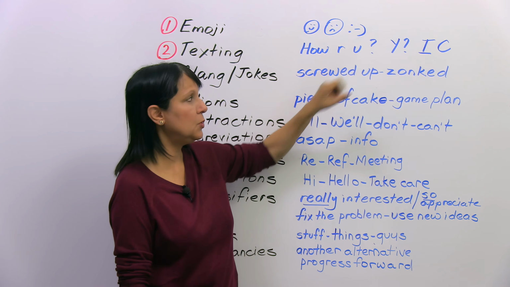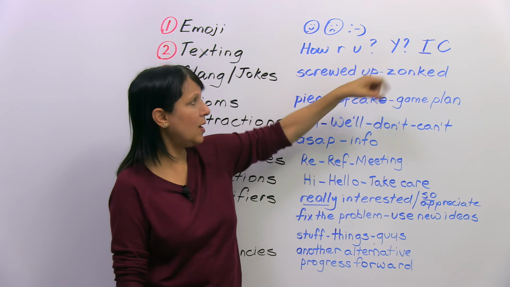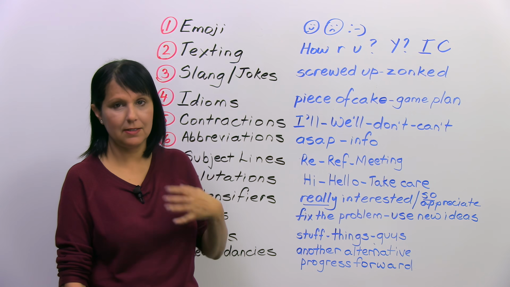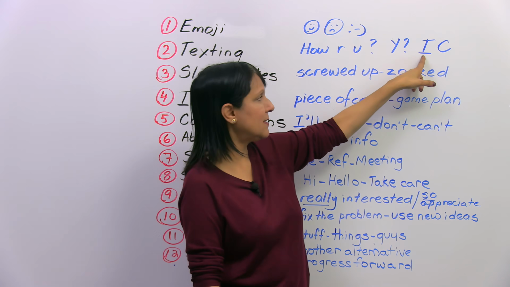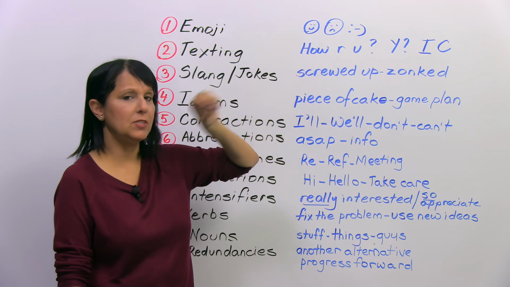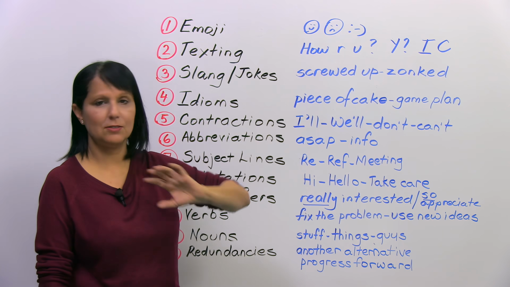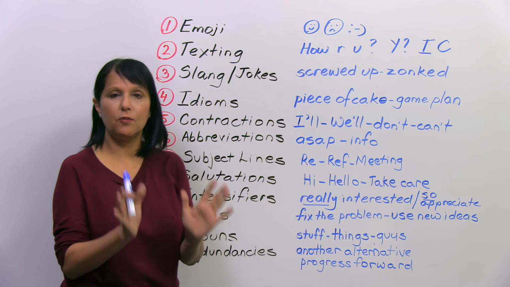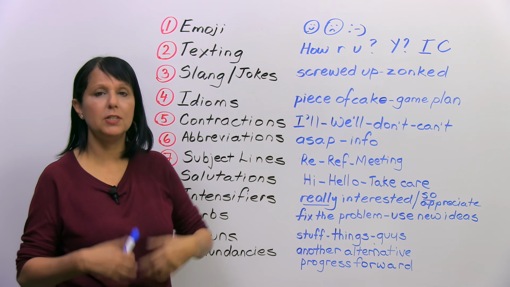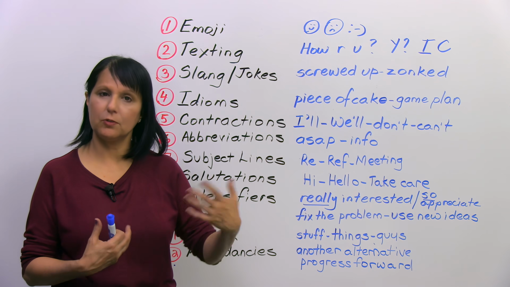Next, texting short forms and texting language, such as how are you, written as an R and a U, or the word why written just as a Y, or I see, as in I understand, just written as the letters I C. Now, this is perfectly okay when you're texting your friends or even other people that you know well, but it is certainly not okay to use in a formal email. It doesn't make you look good. You always want to use your best English when you're approaching someone for the first time.